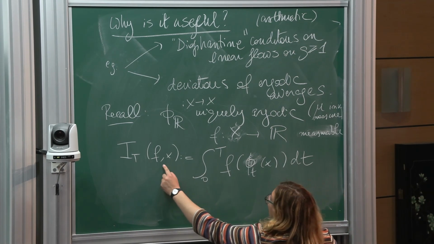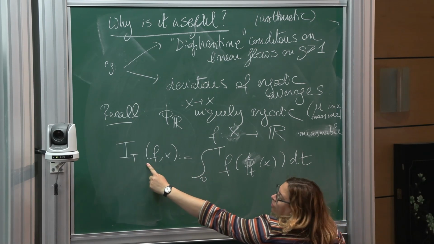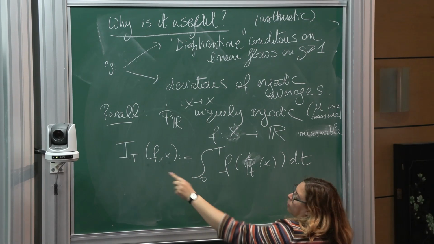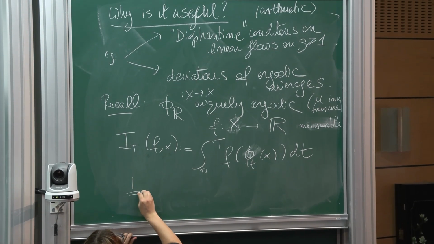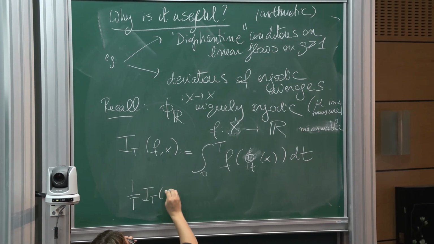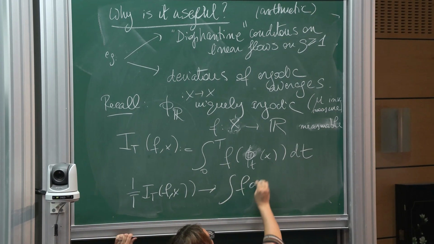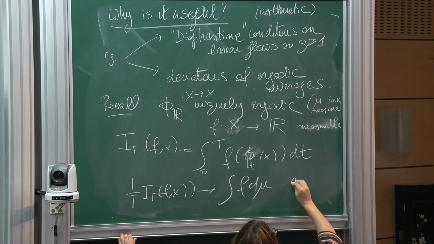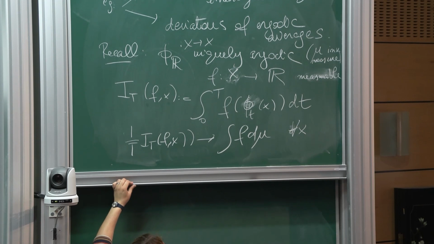I'll use this notation ET for the integral along the trajectory of x of the function f up to time t. And I know by unique ergodicity that if I divide them by t, this converges to the integral of f. And this is for every x, or every x for which the orbit is defined.